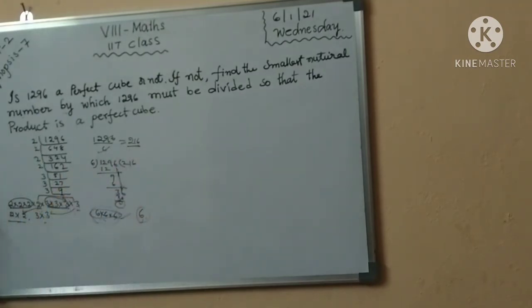Okay, children, did you understand? First we do the prime factorization method. Groups of 3 equal numbers are taken. Observe that here 2 groups are there, but the remaining 2 numbers are single terms. So 2 3s are 6, and 1296 is divided by 6. So 1296 is not a perfect cube, but after dividing by 6, 216 is a perfect cube. Okay, children?